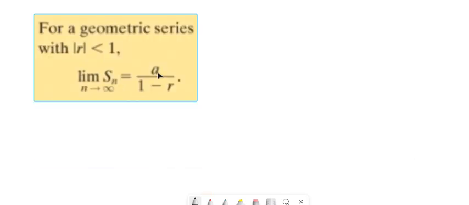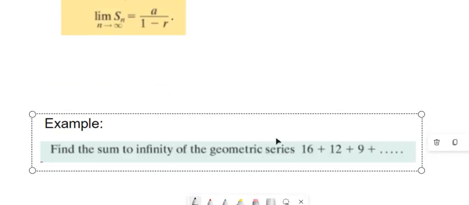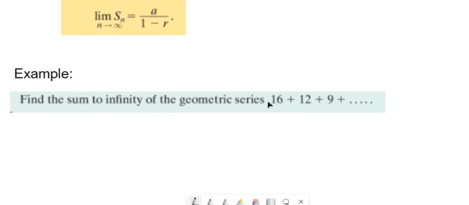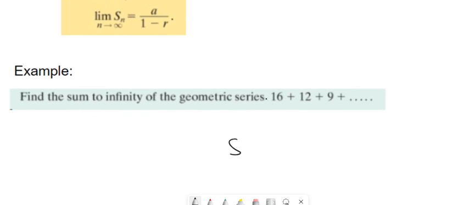Yeah, this is the sum to infinity then, so it's a smaller, simpler formula. If I want to get the sum to infinity, that's what the series would add up to if it keeps going. All I have to do is just put in what they are. So A here is 16 in the series, over 1 minus, and then the ratio.